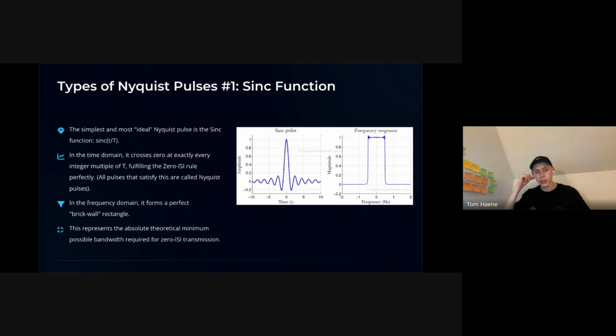We don't want high frequency, and we want to stay in our bandwidth. So that's cool. We like that pulse. We already know it's a gradual one, so we knew it wouldn't have infinite frequency. Anyway, this is the simplest Nyquist pulse. This last point represents the absolute theoretical minimum possible bandwidth required for zero ISI transmission, or basically having that idea of the correct symbol at the right time.